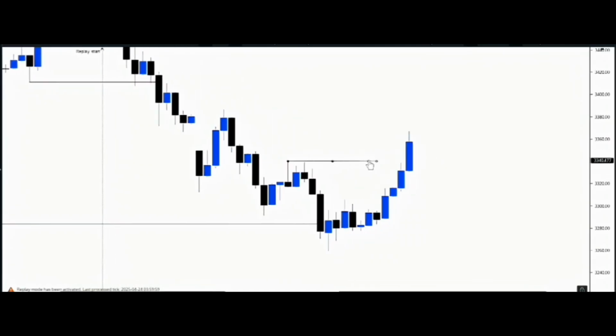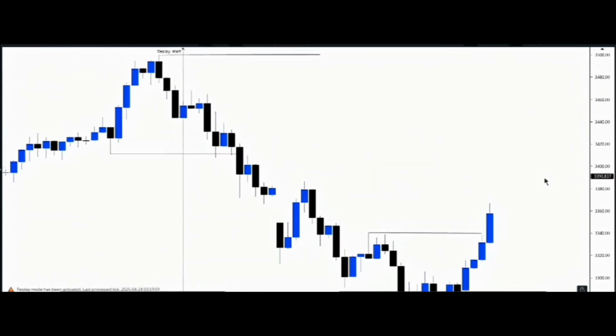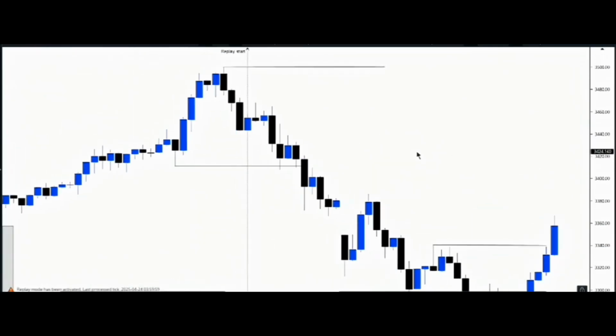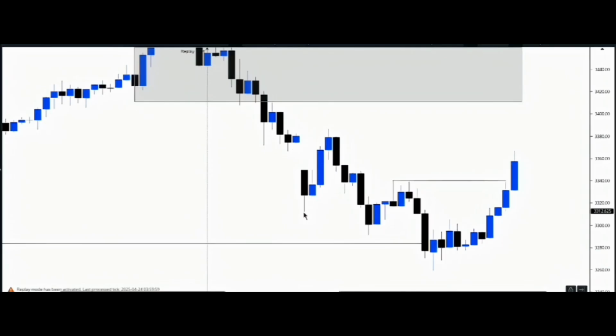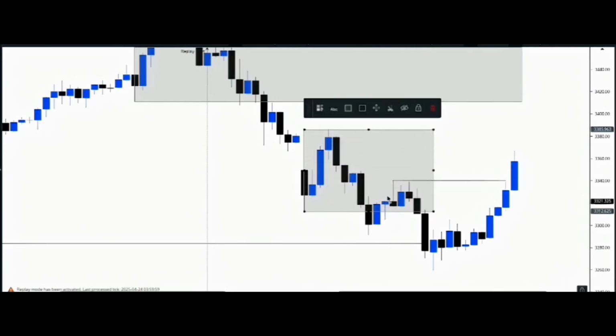As you can see, that inducement has been taken out, and therefore we can now mark our areas of interest. We want to start from the high here to mark our areas of interest. That's our order flow. And then the next one is this one here. This is the next order flow. But this order flow, look at it, it's been mitigated already by this pullback, so we cannot actually use it. So, we have only one order flow.